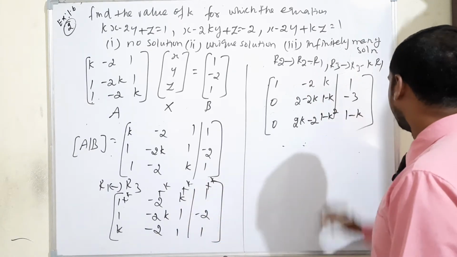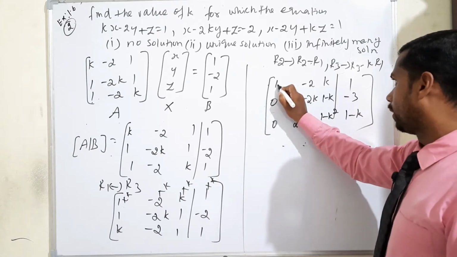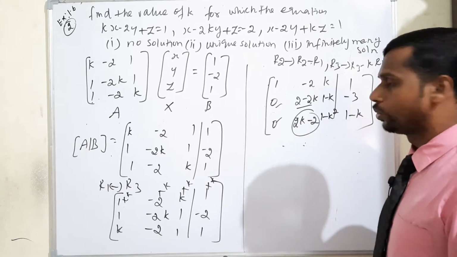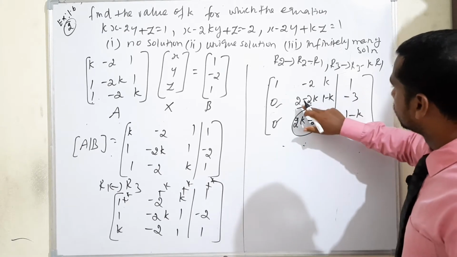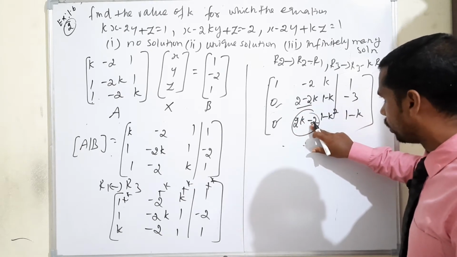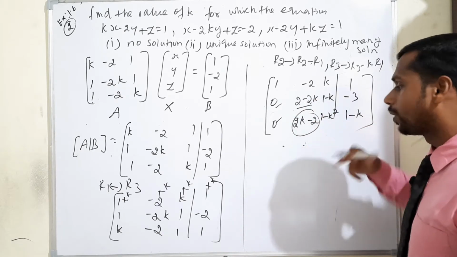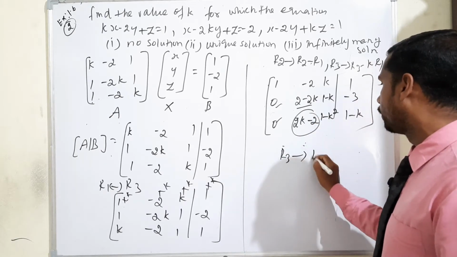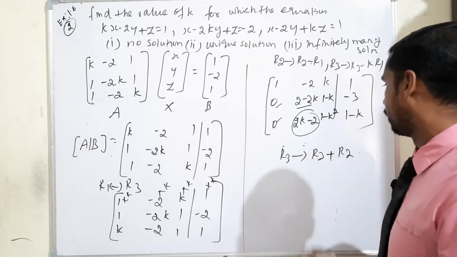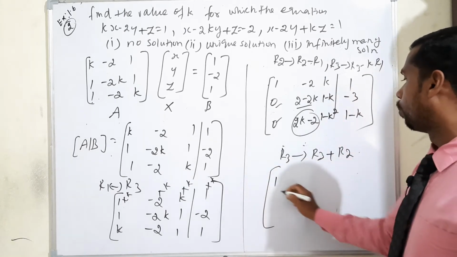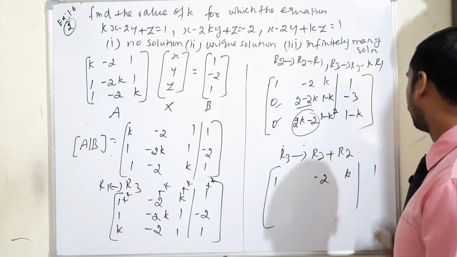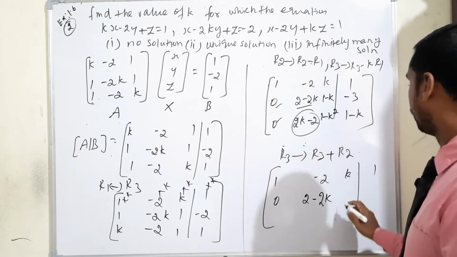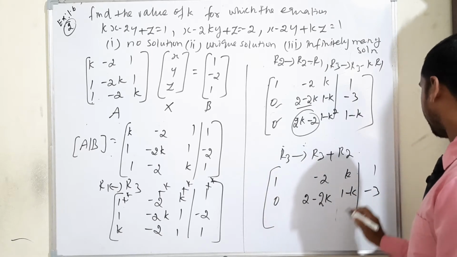Now, starting with the non-zero digit, under the term we need zero in the second row's position. We have to make this one 0. Look there: the second row has positive 2, here negative 2, here negative 2k, and there positive 2k, so adding makes it 0. So we do R3 gives R3 plus R2. Remaining R1, R2 as it is: 1, minus 2k, 1. Second row also as it is: 0, 2 minus 2k, 1 minus k, minus 3.